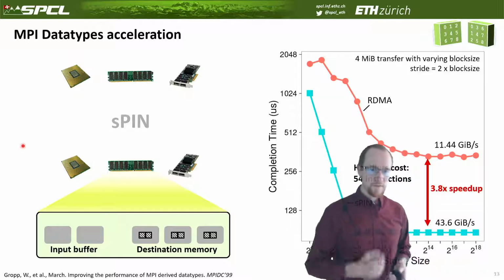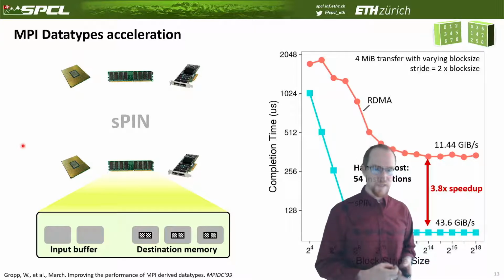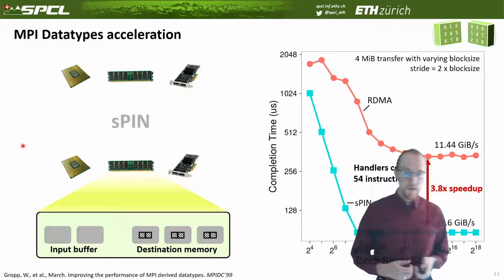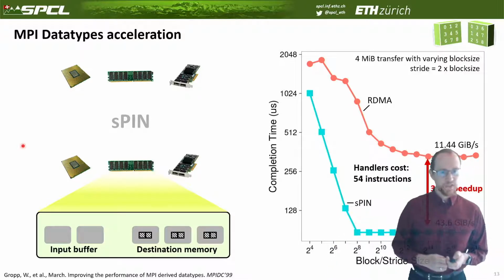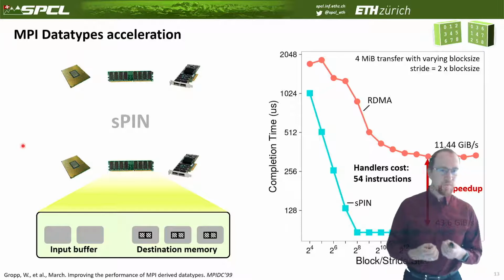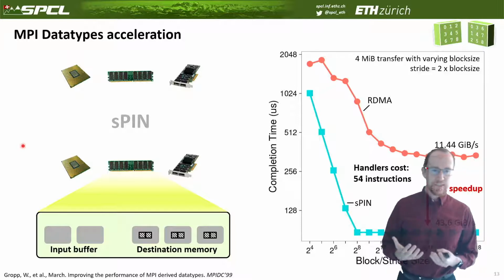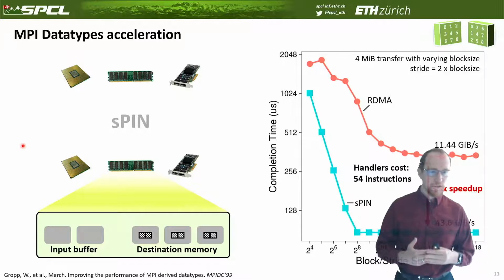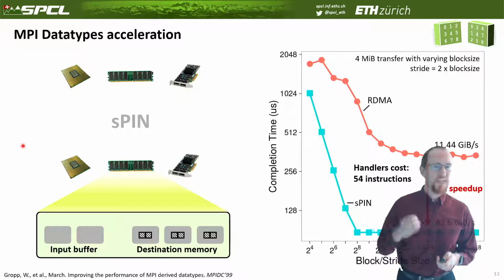This gives us a 4x speedup in the asymptotic case, so we go up to more than 40 gigabytes per second, with only 54 instructions in the packet handler. So this gives you a little bit of a feeling for what this means, because we don't have to move the data back and forth from main memory to the CPU, and the instructions performed are actually very, very simple.